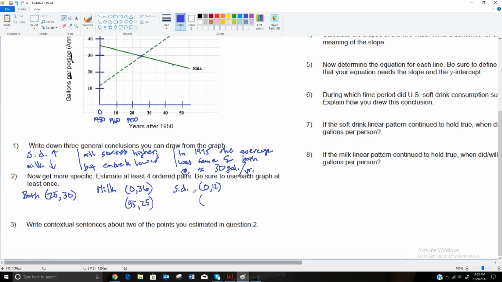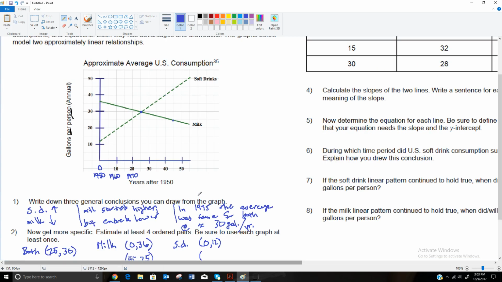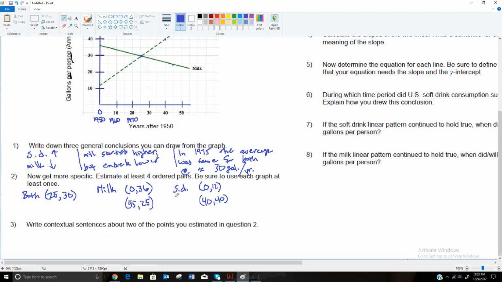And then for another point for soft drinks, maybe something up in here that's easy to read. This one looks like it's easy to read. It's kind of crossing right on there. So 40, 40. And you could do different points on the graph as long as you got a couple points off of each one. So now it says to write contextual sentences about the points you estimated. So we already talked about this, that in 1975 they were the same, so we'll look at these points.